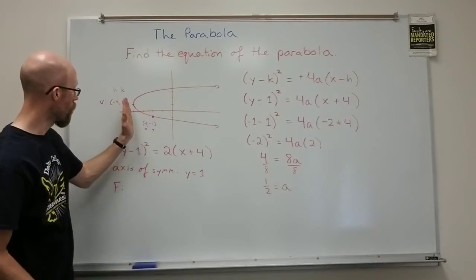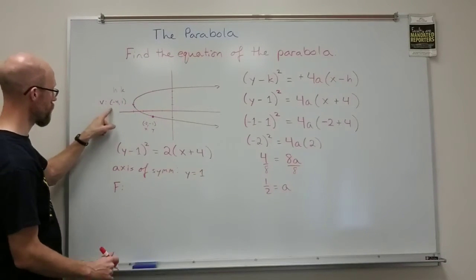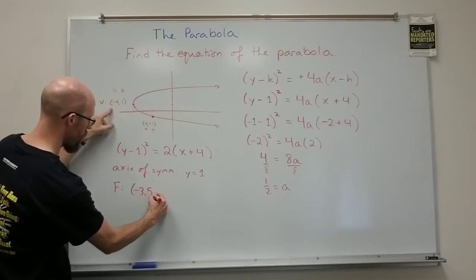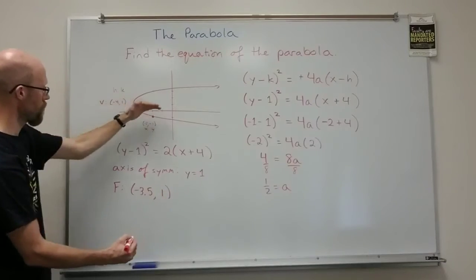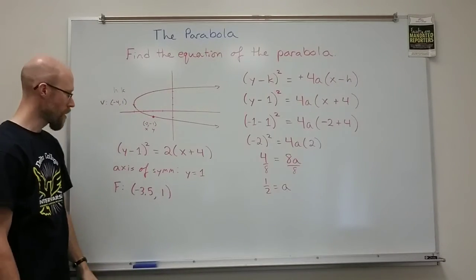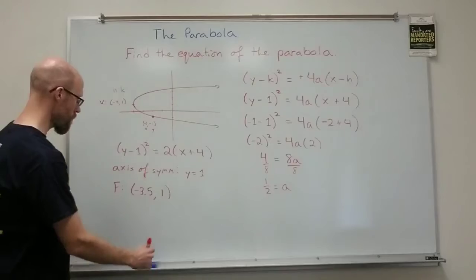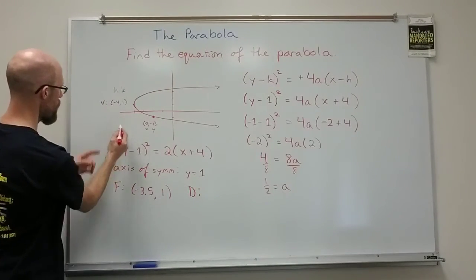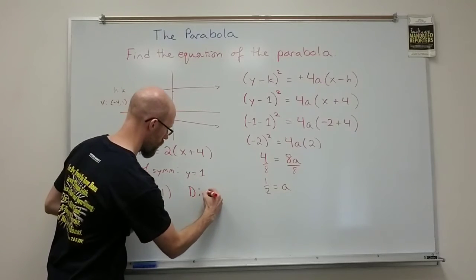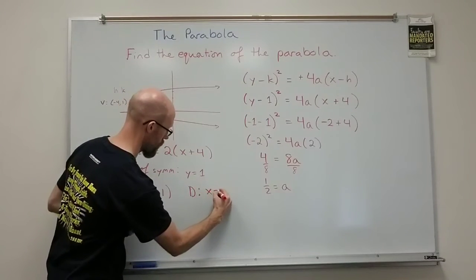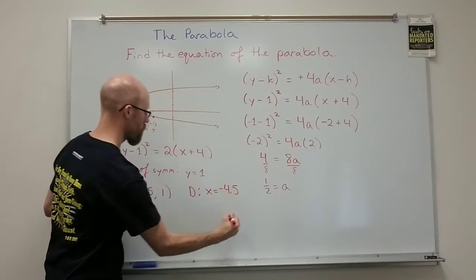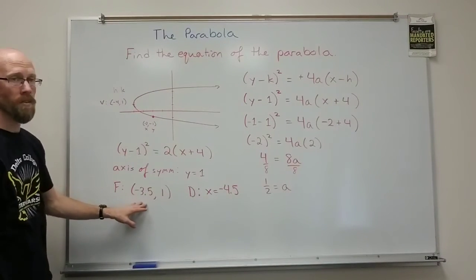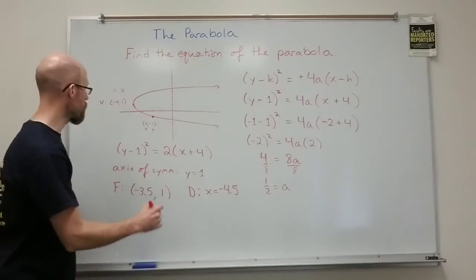The focus would be, the a value is 1/2. The focus would be 1/2 unit to the right of the vertex. So that would be at -3.5, 1. Same height, but half a unit to the right. The directrix is half unit to the left. So the directrix would be a vertical line at -4.5. So it'd be x equals -4.5.